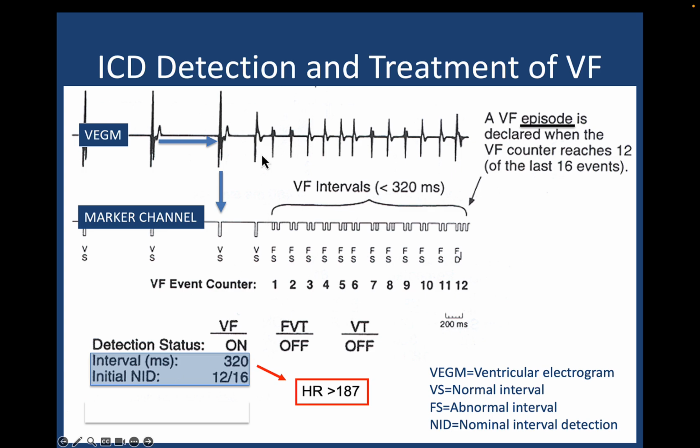However, the interval is short. And in this case, if it's less than 320 milliseconds, which is consistent with a heart rate of greater than 187, then the device is going to declare that interval as a VF interval, FS in this case. And if enough FS intervals in the next number of intervals is consistent with VF, and in this case the nominal interval detection is 12 out of 16, then the device is going to declare a VF episode, and the device will then start its charging and then eventually shocking process.